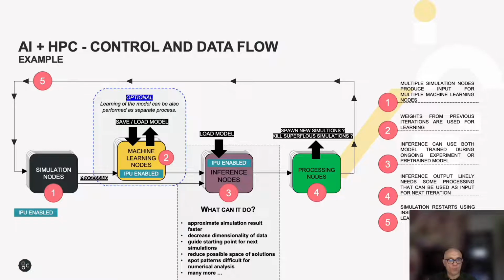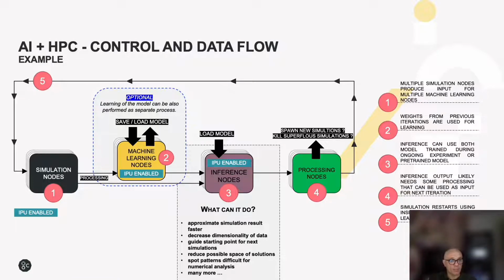In the third step, inference can be used for the model which is trained during the ongoing experiment, but we can also use, if we have it, any pre-trained model. Inference output likely needs some processing before it can be used as input for the next iteration. So basically, the processing nodes in the 4th step transform the data to be useful for the simulation nodes. And the simulation restarts using insight from the machine learning again.